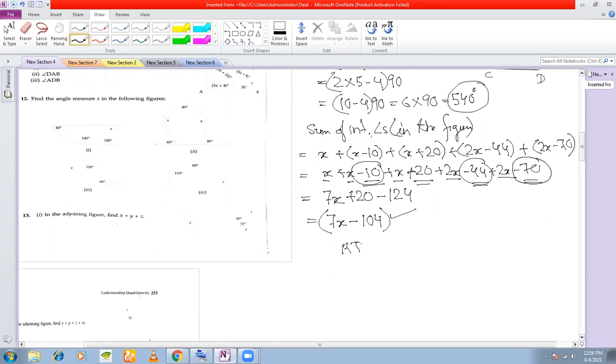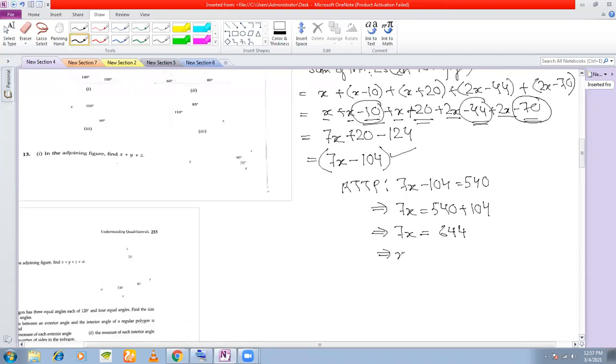So according to the problem, these two must be equal. 7x minus 104 must be equal to 540. Now find out the value of x from here. 540 plus 104. So 7x is equal to 644. Means x is equal to 644 divided by 7. So x is equal to 92.